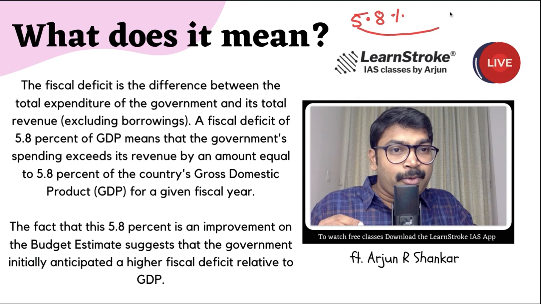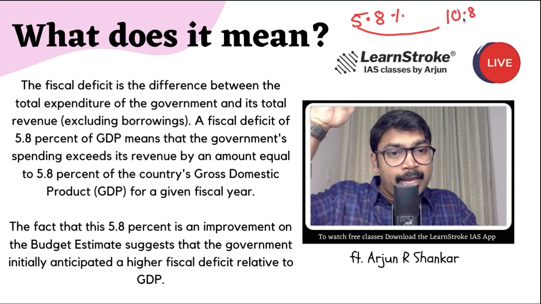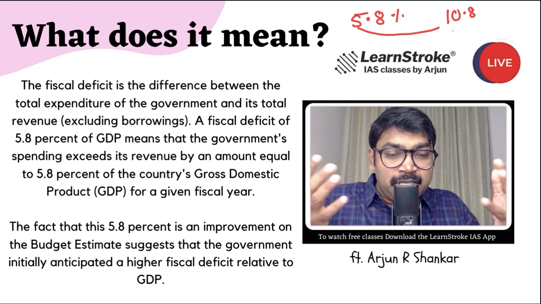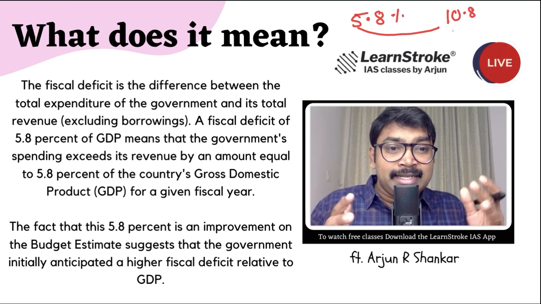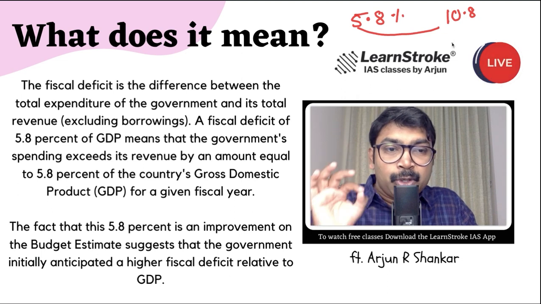So obviously, when 5.8 increases to 10.8, what will happen? The deficit is too high. That means we will not be able to spend much on education or other important sectors. We will not be able to fund it. When the deficit increases, we will not be able to fund it.